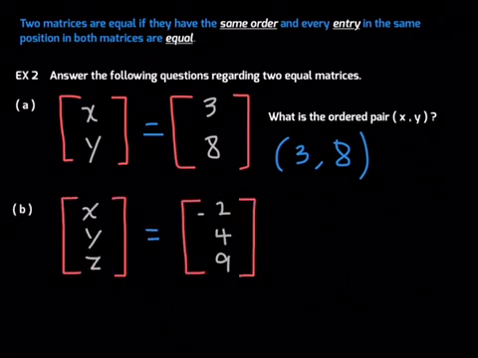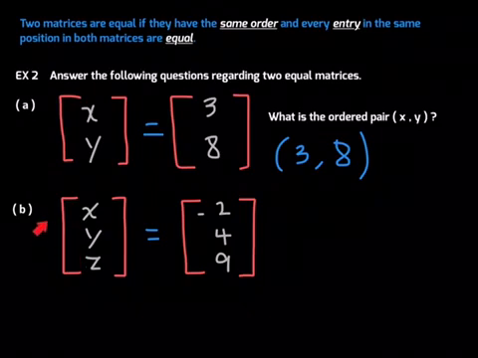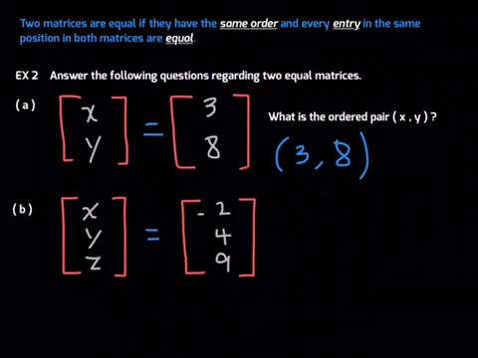So now they've given us two matrices, and they're telling us that these two matrices are equal. Look at the order. This is a 3 rows by 1 column matrix. In other words, 3 by 1. This is also a 3 by 1 matrix. And they are only equal if they have the same order and every entry in the same position in both matrices are also equal. Here comes the question.